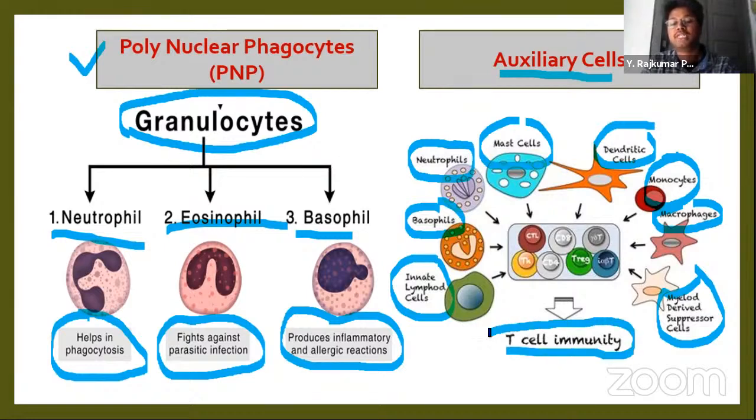Okay, so they give T cell immunity. B cell immunity means the immunity which is given with the help of antibodies. But T cell immunity is different. Okay, T cells can be classified into T cytotoxic cells and T helper cells. T cells do not produce any antibodies, but they help to produce antibodies. They stimulate B lymphocytes for the production of antibodies. Hence, they are called auxiliary cells.